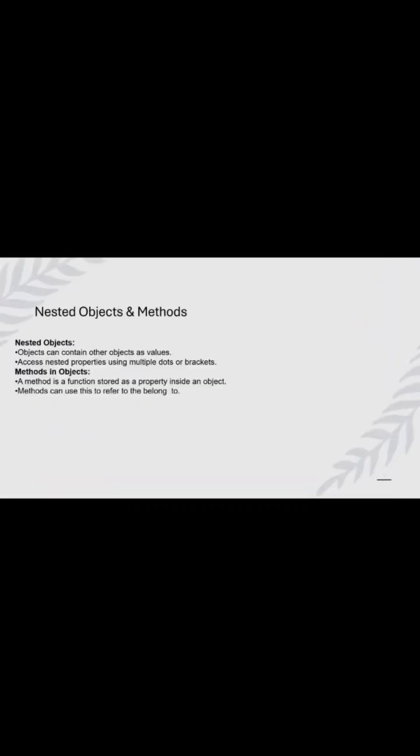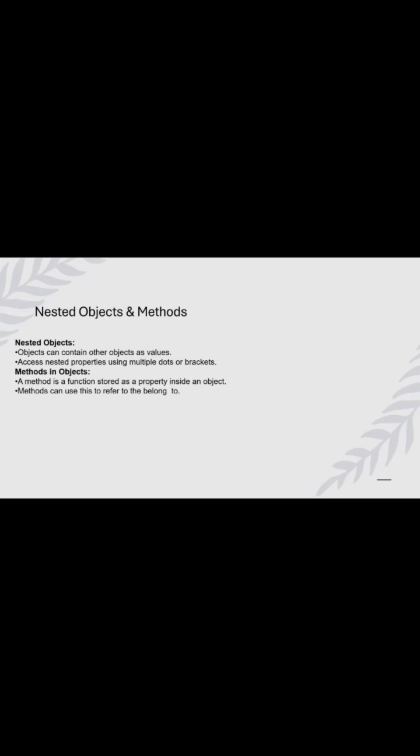And coming to the next topic, nested objects and methods. What is meant by nested objects? Objects can contain other objects as values. Access nested properties using multiple dots or brackets. And there are many methods in objects.